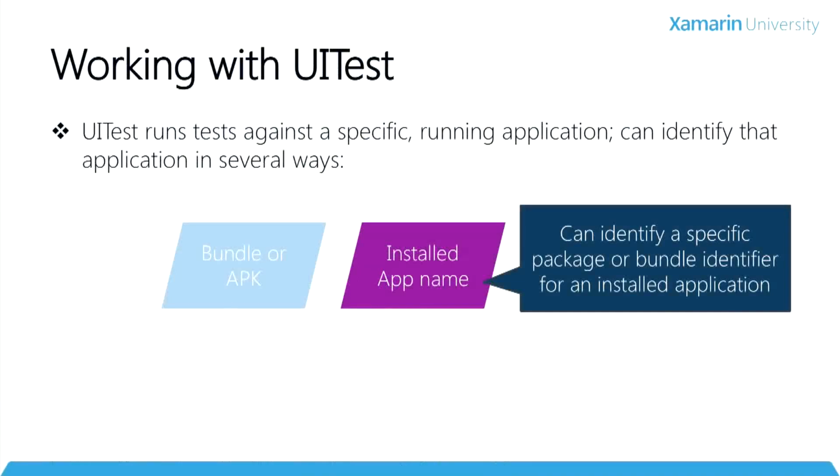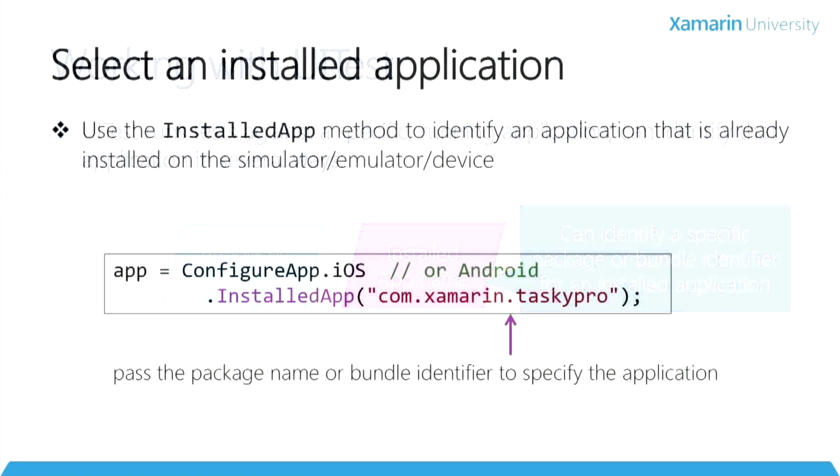The second mechanism you can use is to identify an already installed application by the package or the bundle identifier name. This allows you to test apps that were installed through some other mechanism. For Android, this means you can test pretty much any app on the device. For iOS, recall that we need the Xamarin Test Cloud Agent server component, so you can really only test apps that you can build from source.